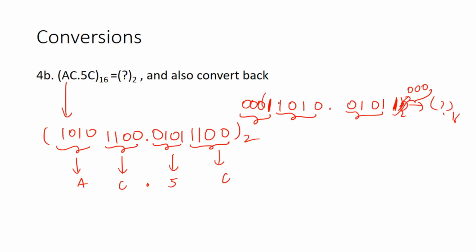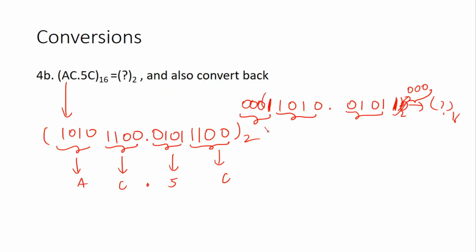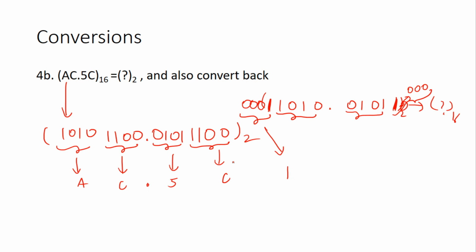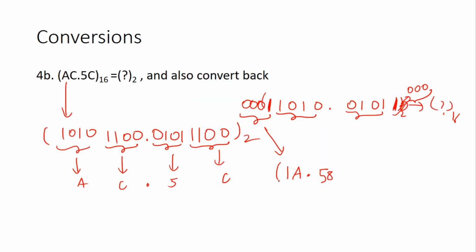Now looking back at the table, 0001 is 1, 0001 is 1, so this is 1, 1010 is A, so this is A, dot, 0101 is 5, and 1000 is 8. So this would have been the hexadecimal representation of 11010.01011. All right.